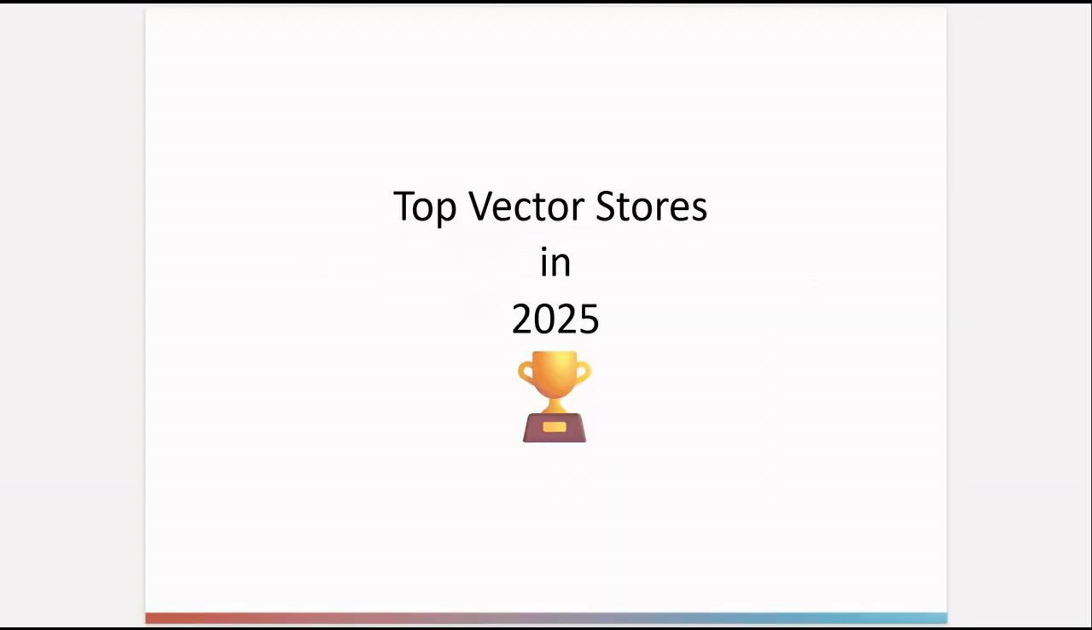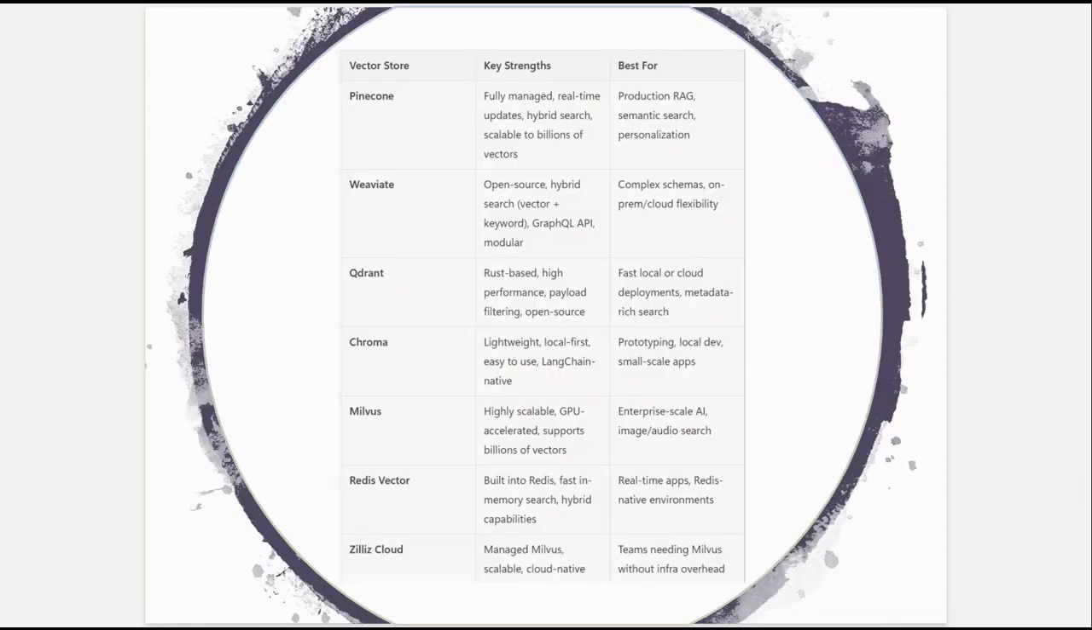Now the next slide is about the top vector stores which are very popular in 2025. Let's take a sneak peek at that. Here is the slide, and here you can see 7 vector stores which are selected for the top category. The first one here is Pinecone. I will quickly walk you through this, but you can also take a screenshot if you want.